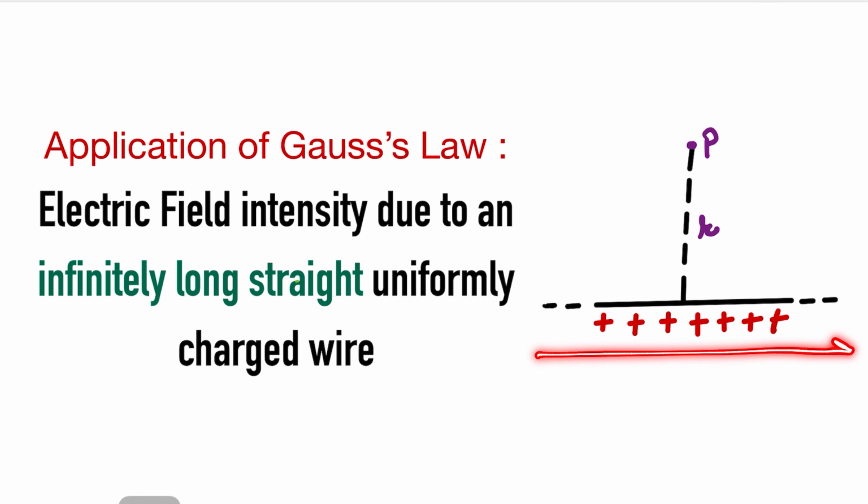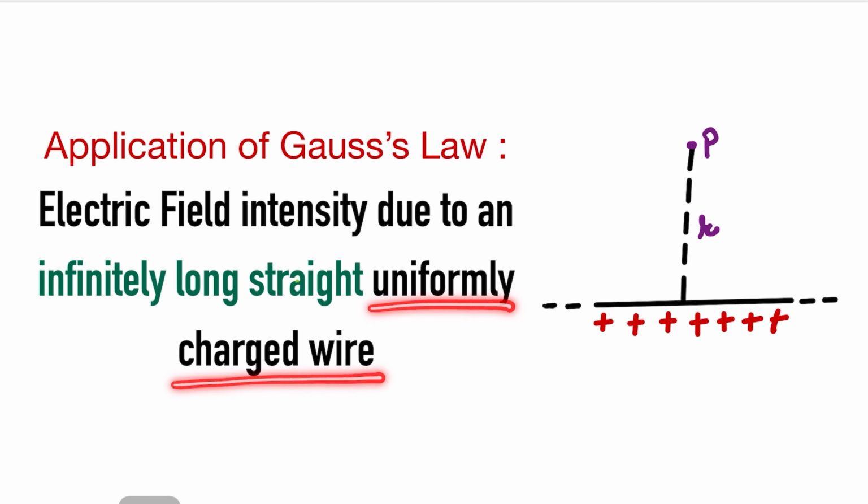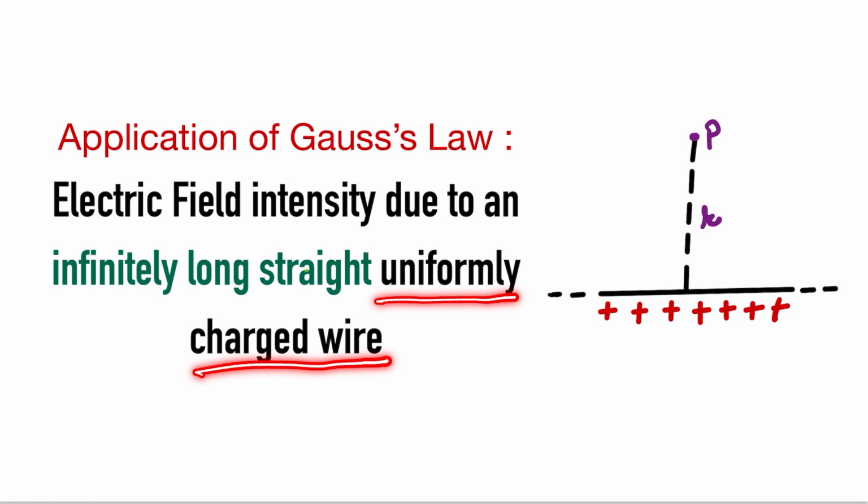Suppose that L is the length of the wire and R is the distance of the observation point from the wire. Then it has infinite length because this L is extremely large as compared to R. The second thing is that our wire is uniformly charged. What does this mean? This means that the spread of positive charge is the same throughout the wire. It means that the electric field produced due to this wire is uniform.